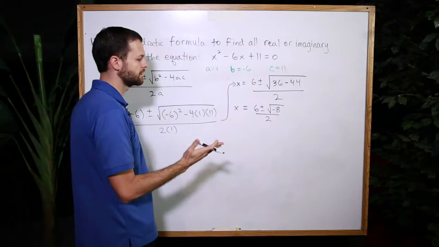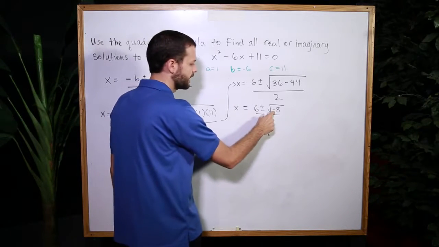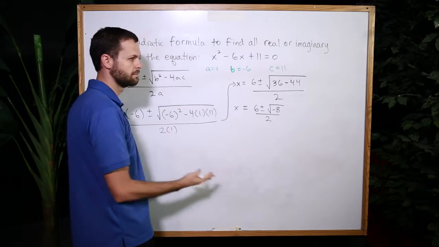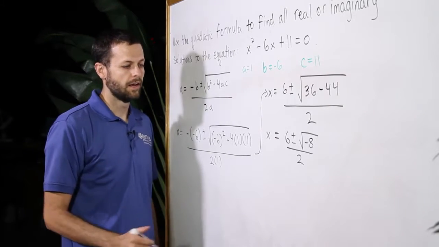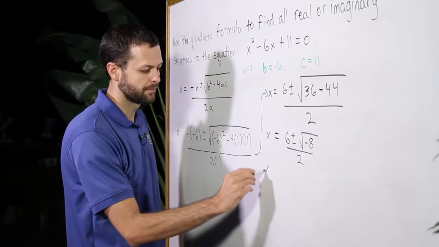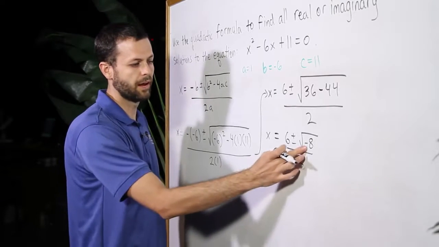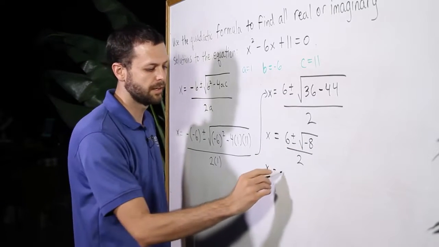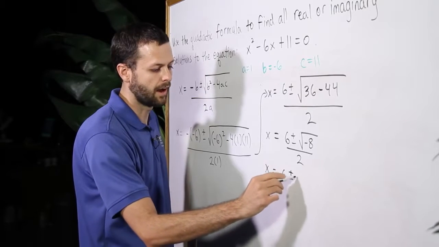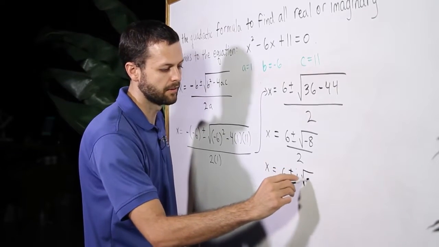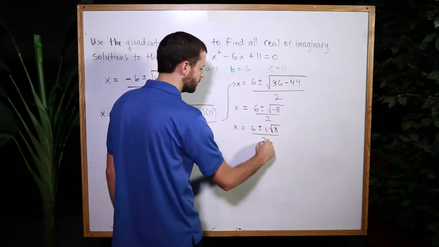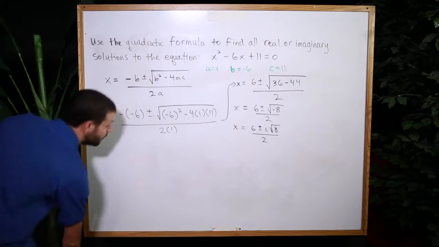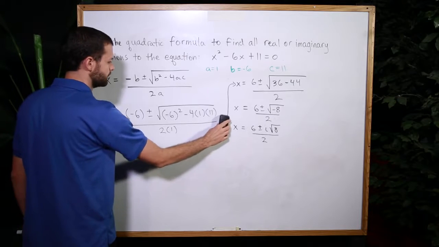Now, something to notice here is that we still have a negative under the square root. What this means is that our solutions have imaginary components. And that's easy enough to deal with. Remember that when you have a negative under the square root, you should immediately take out the i before simplifying. So we have 6 plus or minus i square root of 8 over 2.